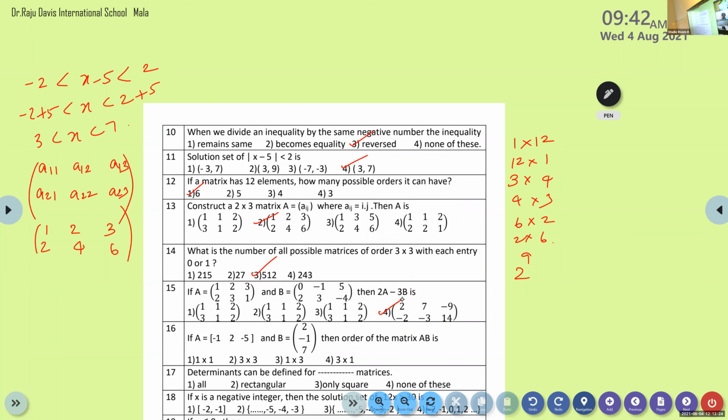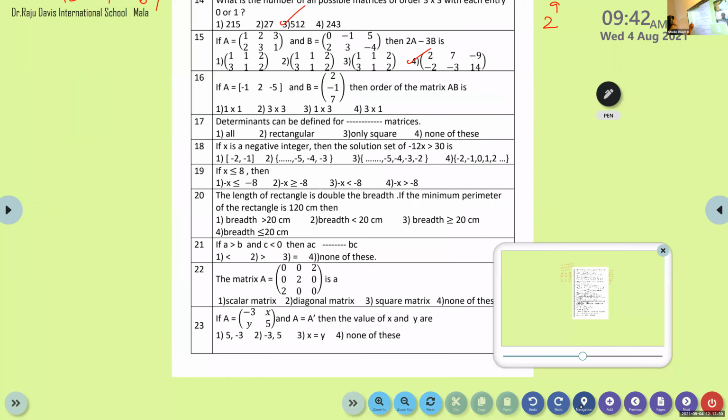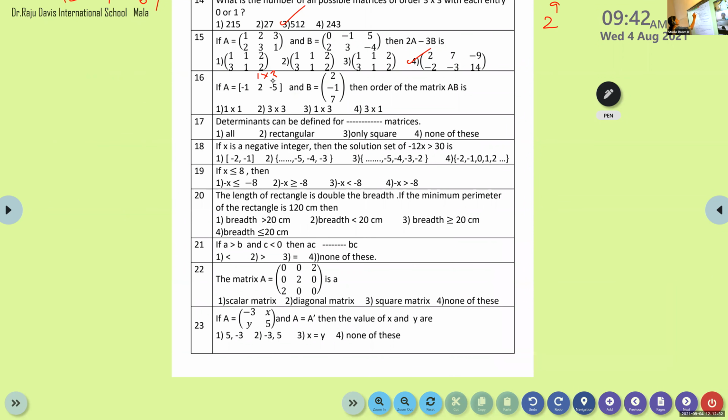Then 5th one, 16th one. A is a matrix of order, which is 1 row with 3 columns. So this is a 3 by 1 matrix. So what is the order? Is it 1 by 1? The next one, determinants can be defined for only square matrices.